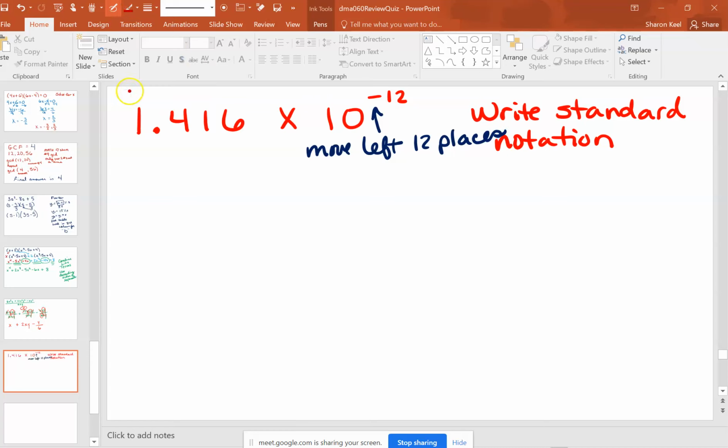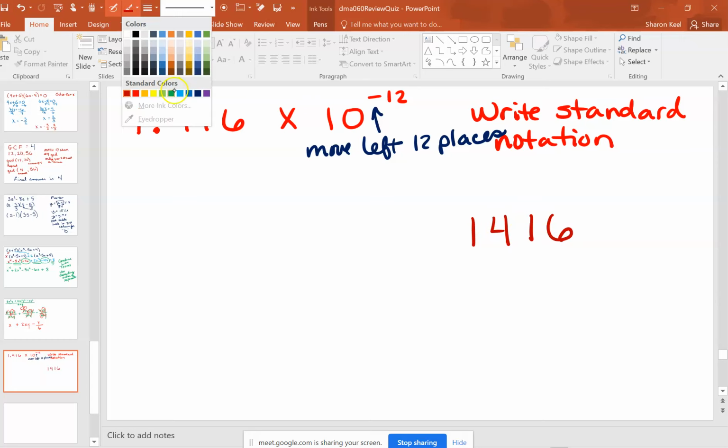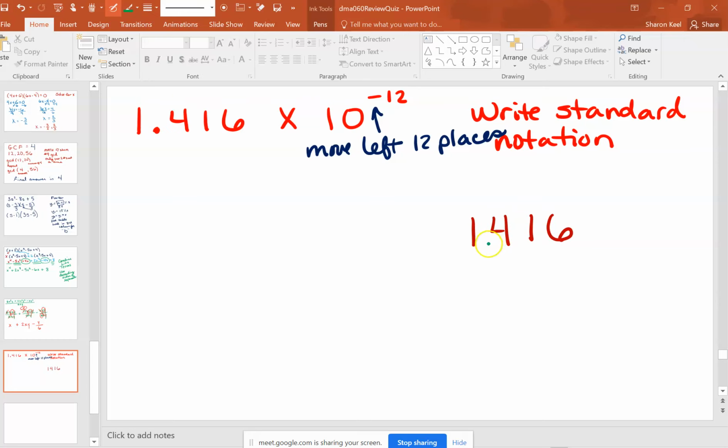So if I have my 1416, right now the decimal is between the 1 and the 4. I'm going to start here and go left 1, 2, 3, 4, 5, 6, 7, 8, 9, 10, 11, 12. I'm going to go left 12 places. The decimal is going to move to the front. Oh, wait a minute.